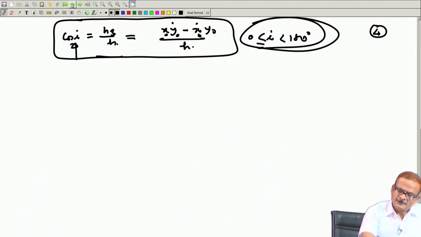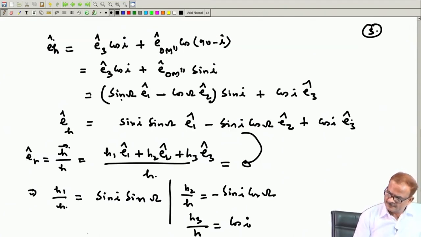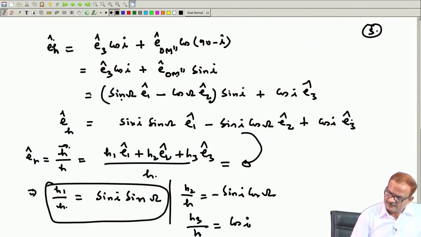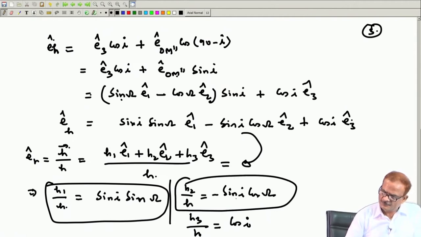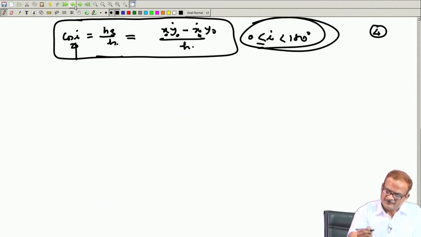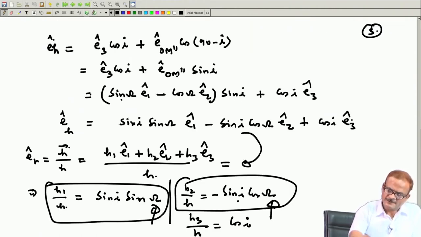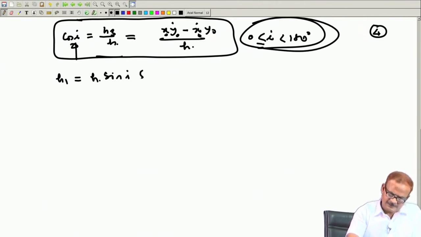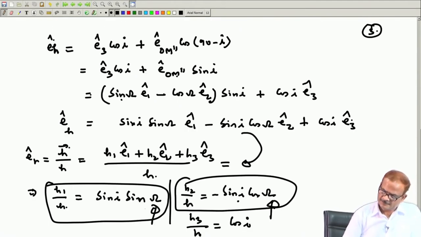Okay, so then the other two we have here, h 1 and h 2. Sin I is common to both of them. So, using this we will be able to determine sin capital omega, the capital omega angle. So, this is the same thing we have done here. So, h 1 equal to h times sin I times sin capital omega, and h 2 equal to minus h times sin I times cos capital omega. This is what is here.